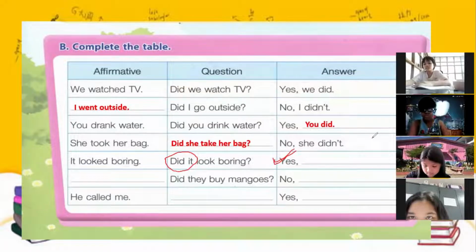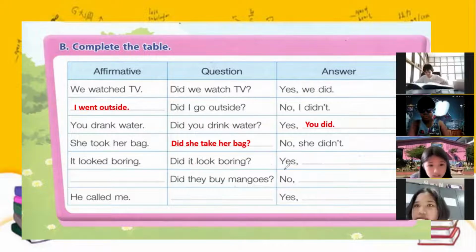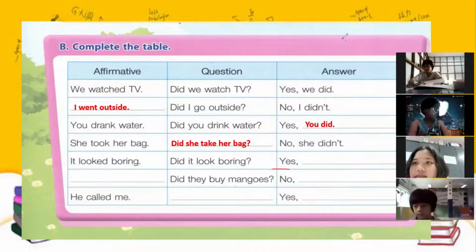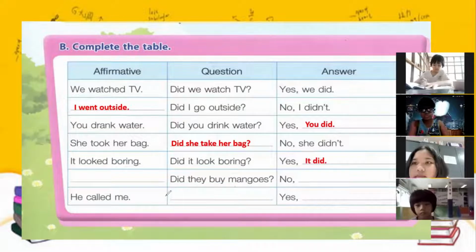All right, let me ask Ayun. Ayun, can you tell me the answer? It looked boring. What will be the answer? Yes? It did. Excellent. Very good. It did. Very simple.